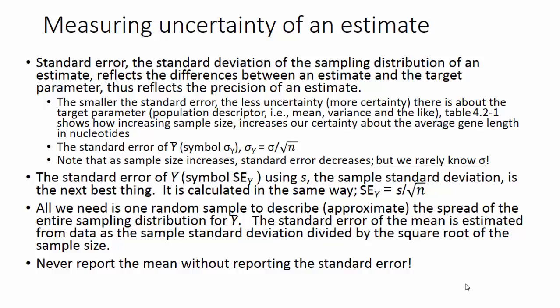The spread of the sampling distribution of an estimate depends on the sample size. The more precise estimates come from larger samples. When we measure uncertainty of an estimate, we frequently refer to what's called the standard error. And the standard error is the standard deviation of the sampling distribution of an estimate.